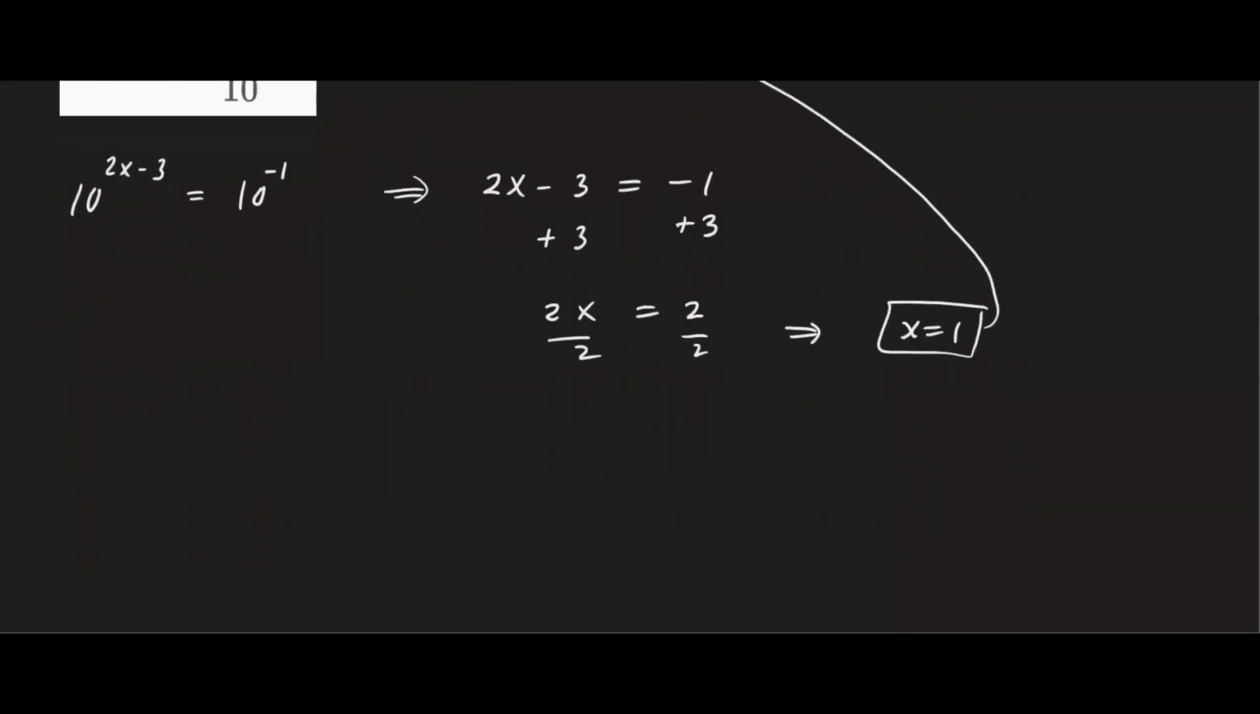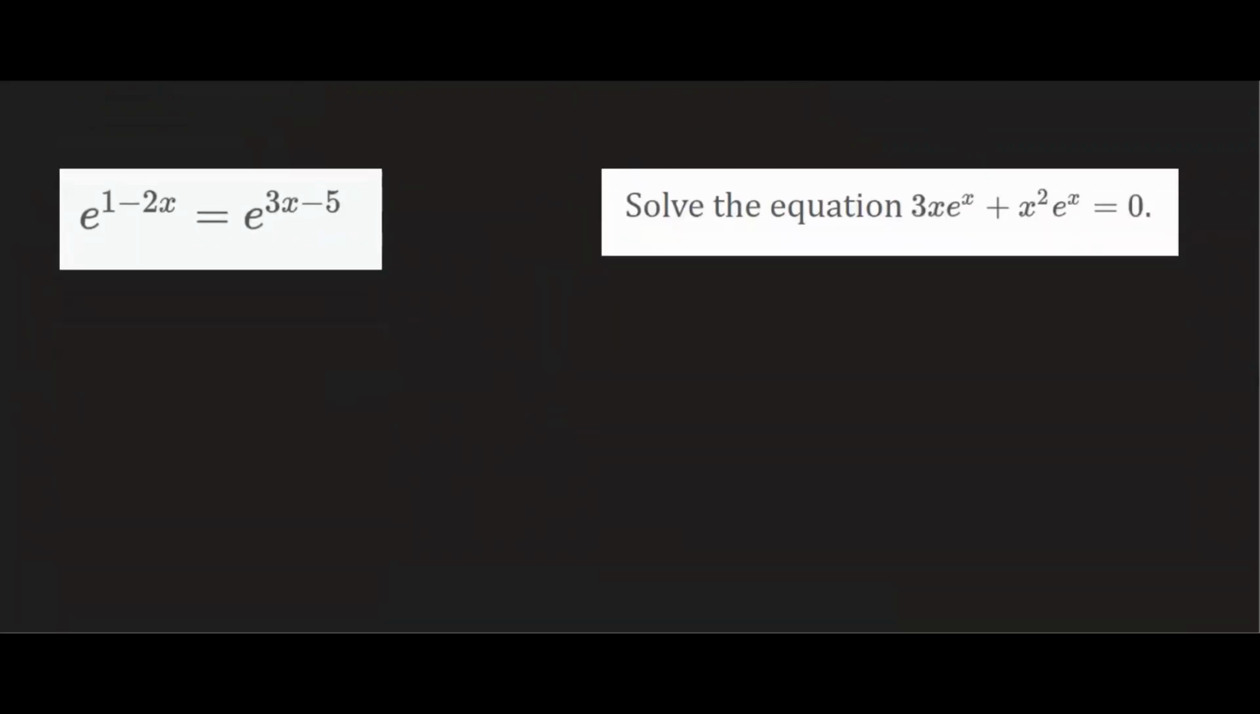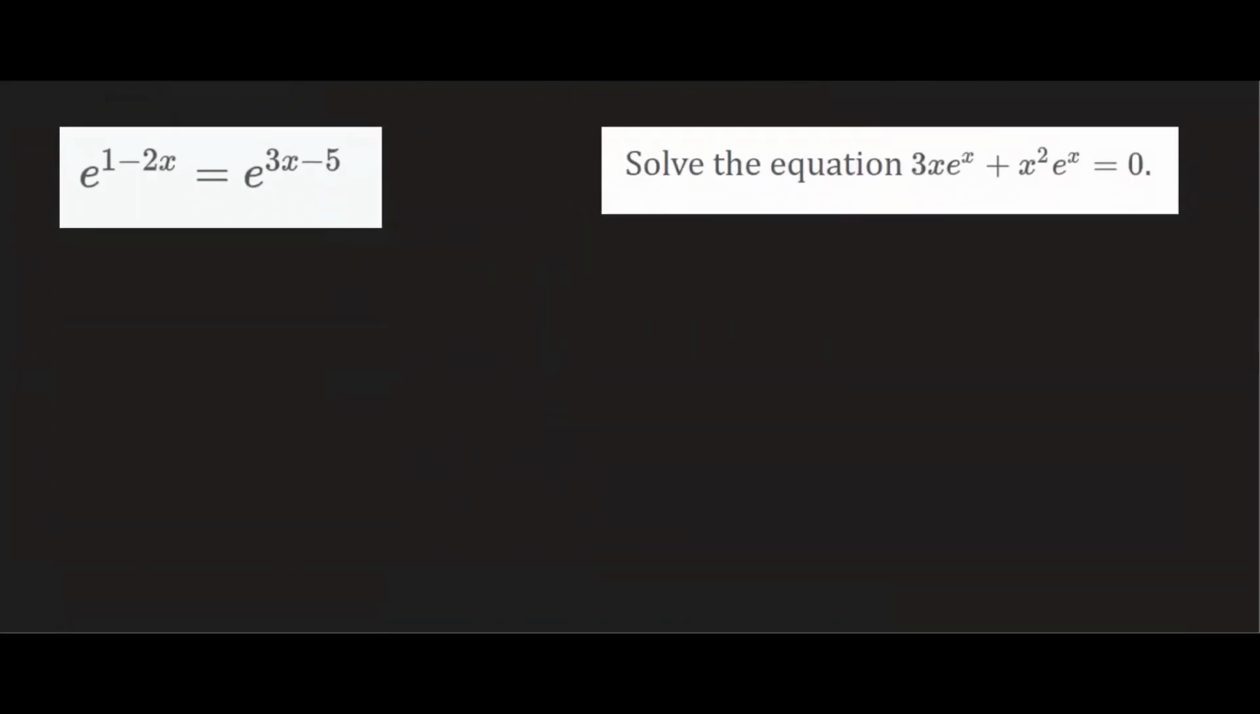Let's try another example. Take a look at these examples I have. We'll do the first one on the left-hand side. On both sides I have e raised to some power. Again, same base, so I can just equate their exponents. Using the rule we wrote down above, we have 1 minus 2x is equal to 3x minus 5. And then we can start solving for x.